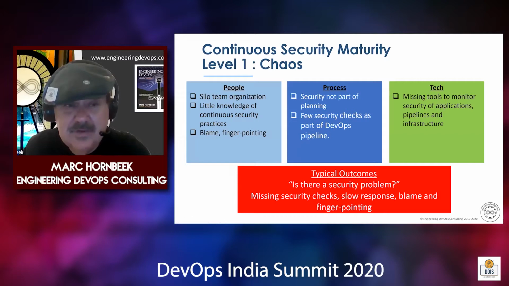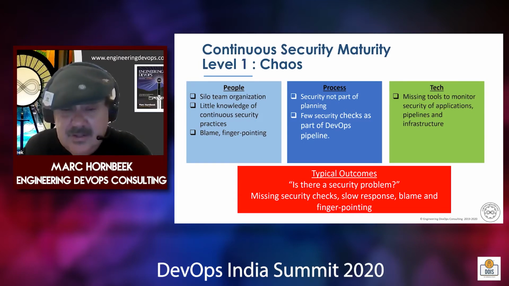Okay, so let's talk about these different levels for continuous security. At level 1, chaos. At every level, there are people, process, and technology aspects. So at the chaos level, you've really got siloed teams, very little knowledge of continuous security, a lot of blame and finger pointing going on. In the process dimension, security is not really part of planning. There are a few security checks as part of the DevOps pipeline. Technologies: missing tools to monitor security of applications, pipelines, and infrastructure. At least some of them are missing. The typical outcome that I see in my consulting work is that you just don't know what's going on.